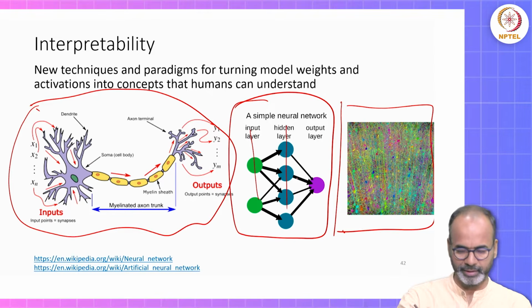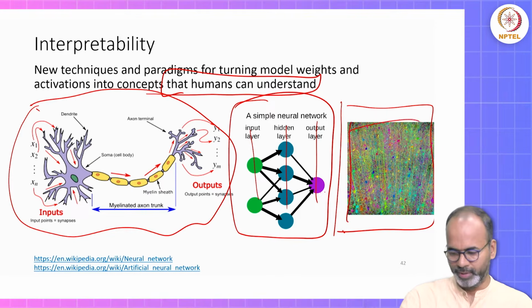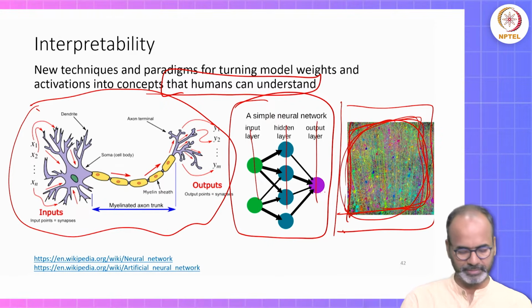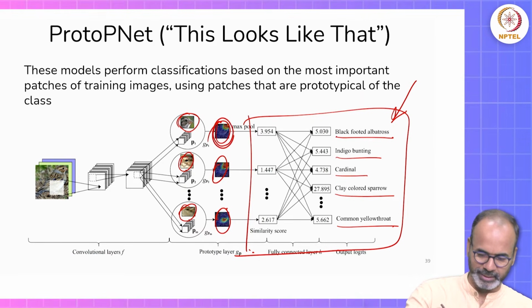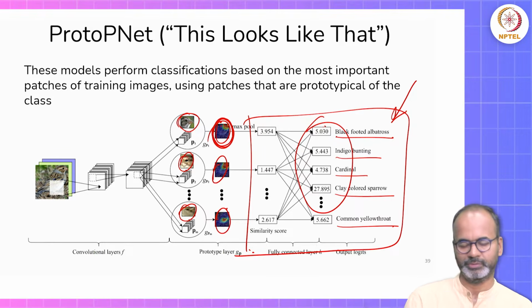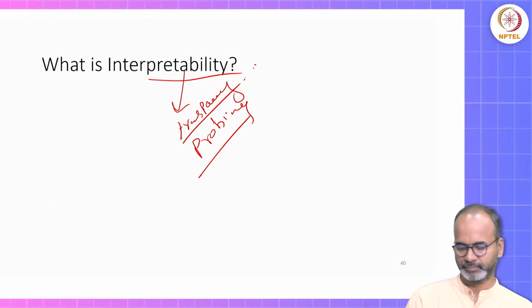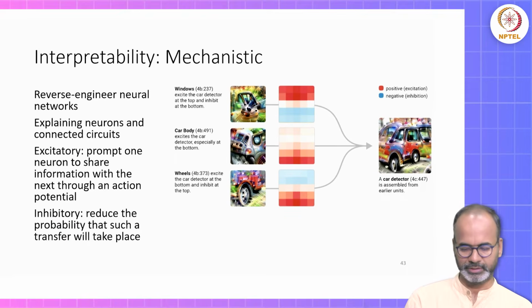Input layer, hidden layer, and the output layer: new techniques and paradigms for turning model weights and activations into concepts. So the idea is this, right? You want to make sure that human beings can understand what's going on in the model. If you present information like this, which we talked about here also, it's much more processable for human beings than just giving them some values to start with. Okay, so that's one. So here is another one.